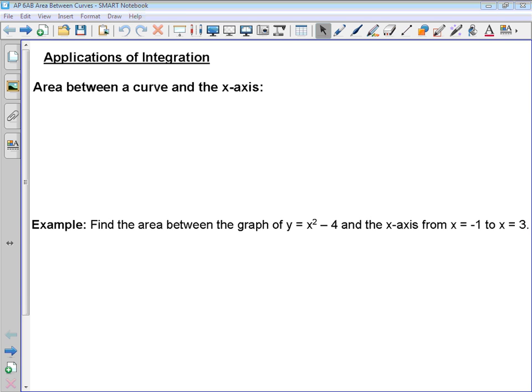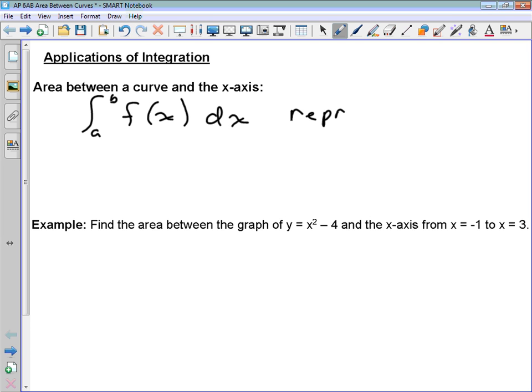So here we're looking at some applications of integration. The first one we're going to look at is calculating the area between some curve and the x-axis. When we looked at integration in the previous unit, what we learned was that if you have some function f of x, and you're doing the integral between two points from a to b, this represents the area under a curve.